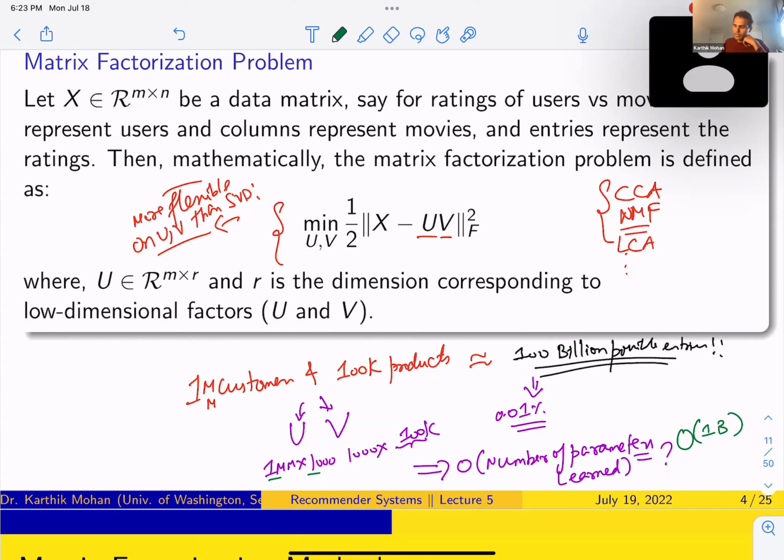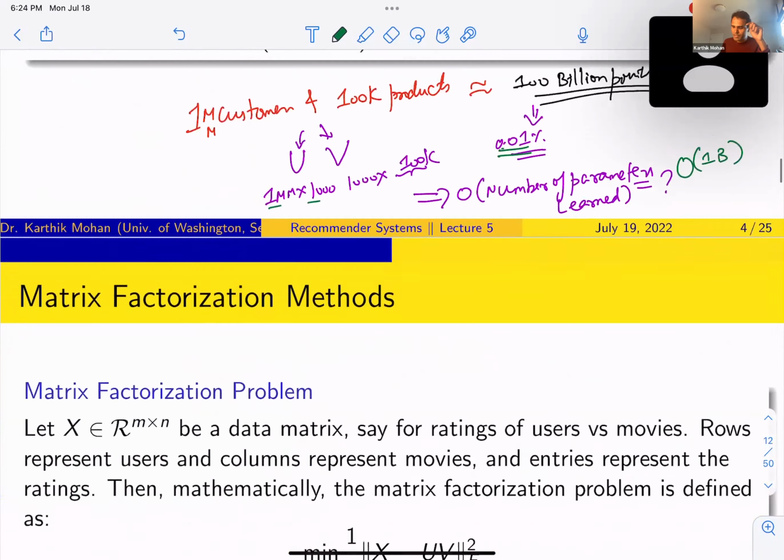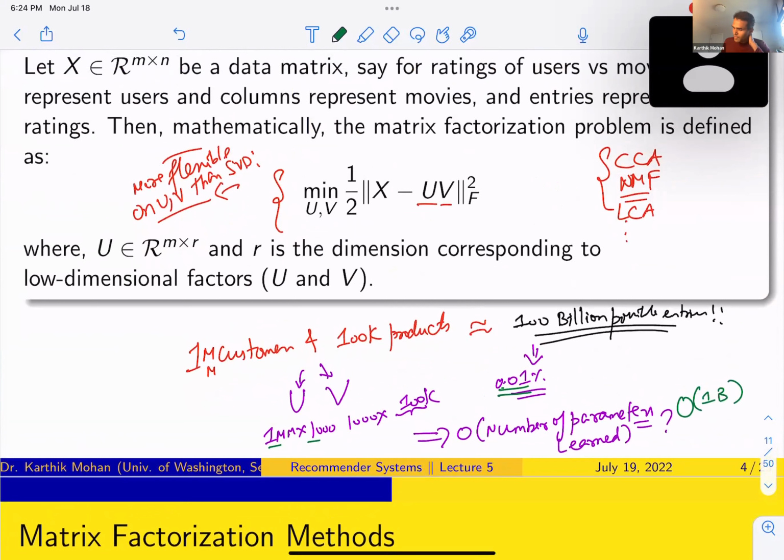So you're learning 1 billion parameters so that you can predict up to 100 billion possible entries. Once you know U and V, you can predict 100 billion possible entries. Do you guys see that? Even if you only knew 0.01% of that. So this is not coming from matrix factorization, it's coming from matrix completion, which is what we'll cover in the next slide. But this is a good example for matrix completion as well. But let's look into that in a bit.